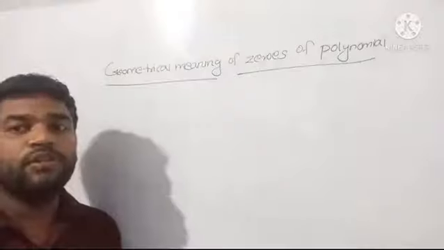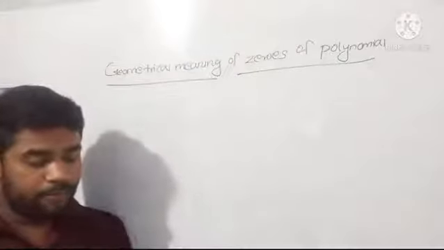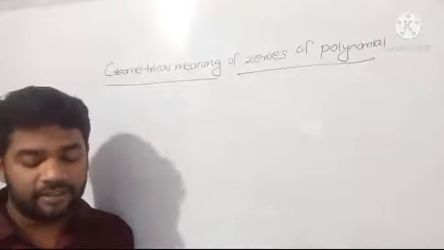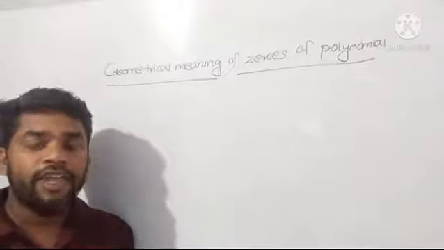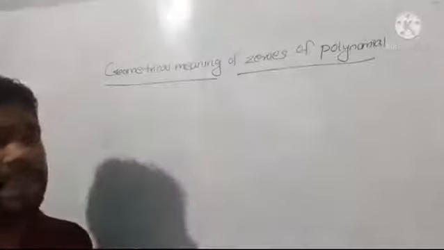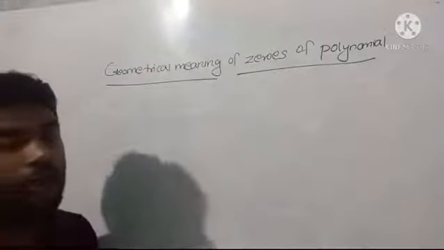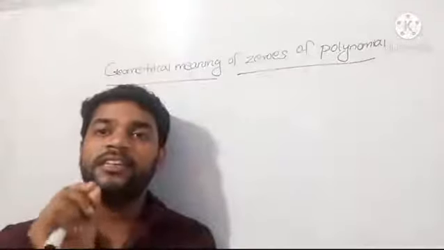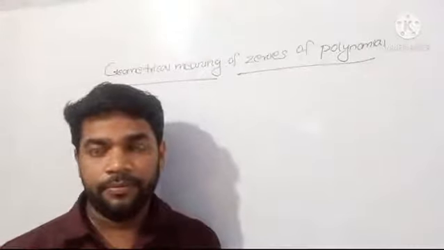Geometrically, zeros of polynomial p of x are the x coordinates of the points where the graph y equal to p of x intersects the x-axis. How many points intersect on the x-axis? That many are the zeros of the polynomial.